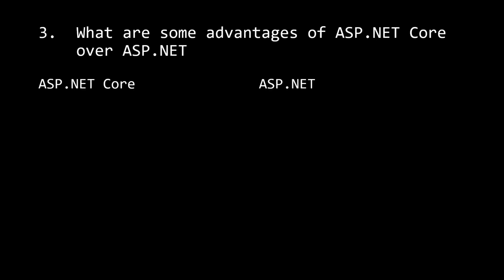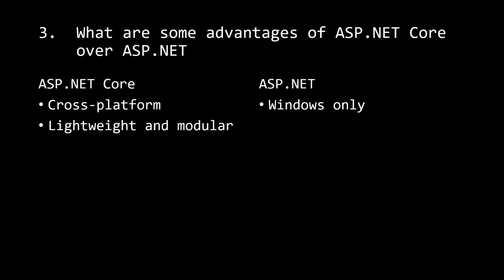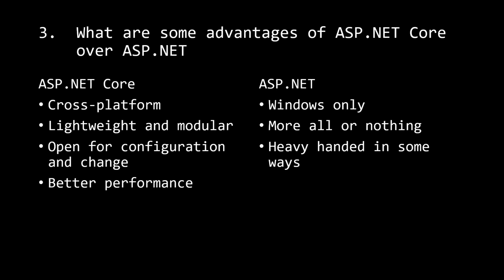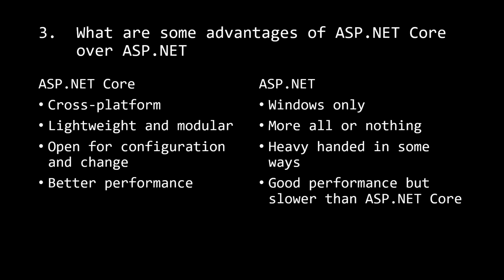Some of the things that I think of when it comes to advantages are the fact that ASP.NET Core is cross-platform. ASP.NET is not. ASP.NET Core is more lightweight. The .NET Core framework may actually be bigger than ASP.NET, but it has a lot more modularity built in, so you don't have to take the whole kitchen if you just want the kitchen sink. ASP.NET Core leaves pretty much all functionality open for configuration or change. ASP.NET was kind of heavy-handed in many ways. And finally, ASP.NET Core has much better performance than ASP.NET, much better.